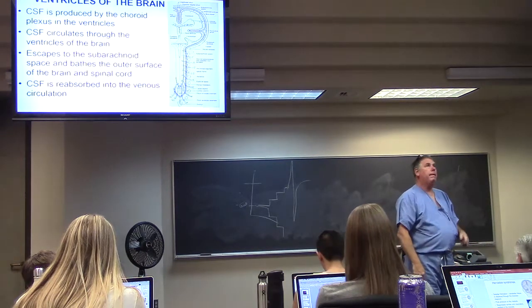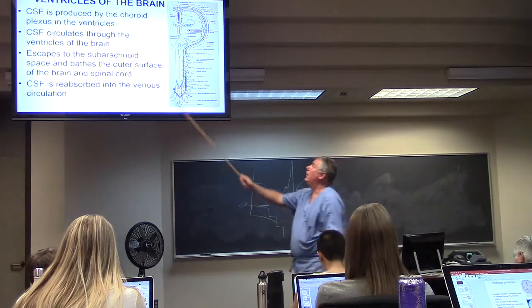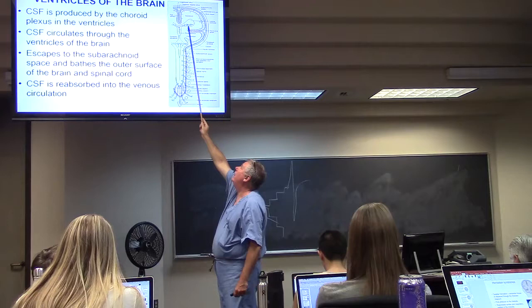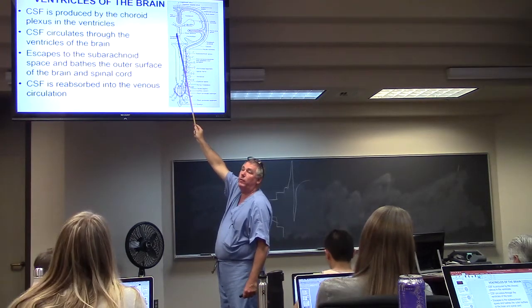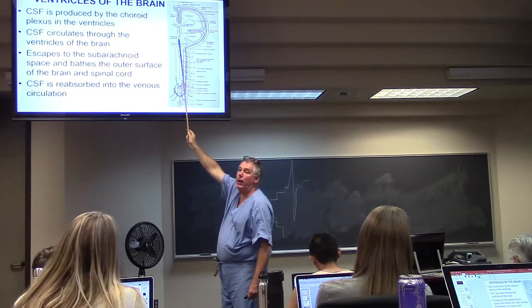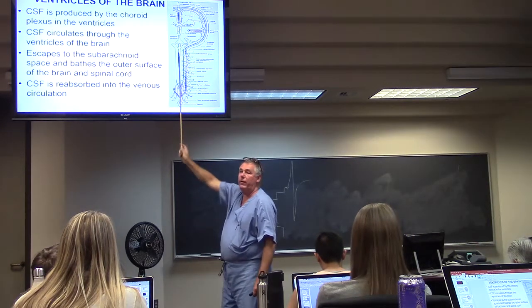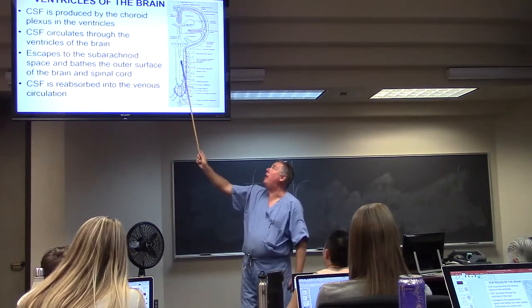Okay. Ventricles of the brain, you have 2 lateral ventricles that communicate through the interventricular foramina into a third ventricle. The third ventricle drains through the cerebral aqueduct into the fourth ventricle. The fourth ventricle inferiorly is continuous with the central canal of the spinal cord.